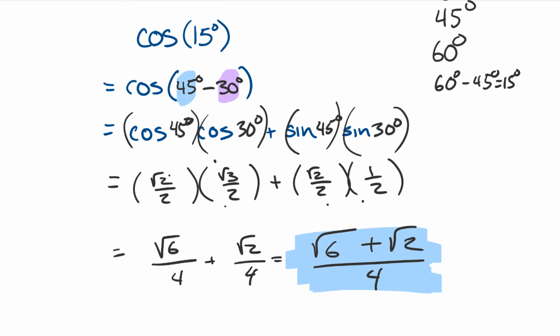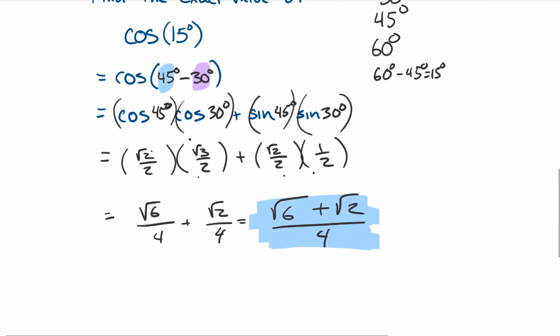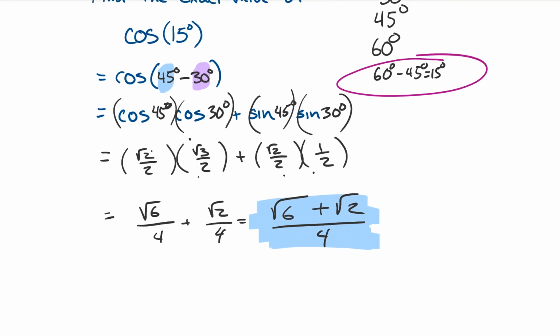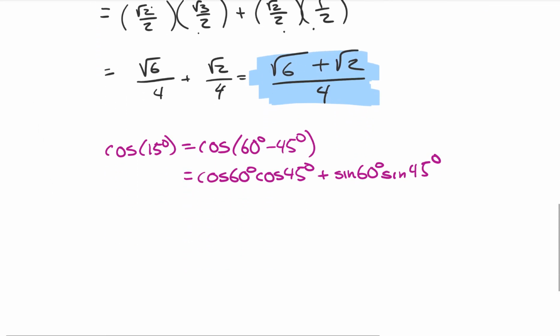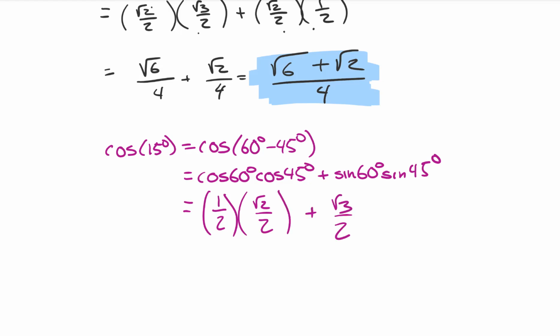Now, we could have done this in the same way by using 60 and 45. I'm going to run through and use this one now. So we could have said that cosine of 15 degrees is equal to cosine of 60 minus 45. So now we write it as cosine 60, cosine 45, plus, we change the sign, sine of 60, sine of 45, because it goes cosine, cosine, sine, sine. It does not keep the same sign. Cosine of 60 is 1/2. Cosine of 45 is root 2 over 2. Plus sine of 60 is root 3 over 2. Sine of 45 is root 2 over 2.